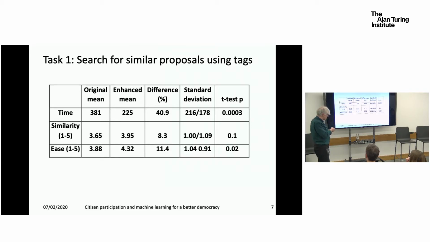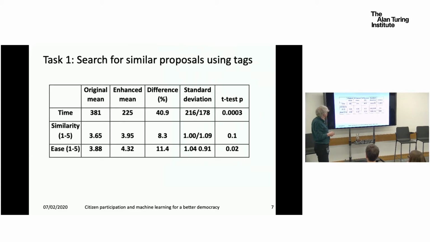But when we look at people's rating of the ease with which they found similar proposals, 3.88 mean in the original condition and 4.32 in the enhanced, a difference of 11.4%, similar standard deviations, we find a p-value of 0.02, which, being less than 0.05, we argue shows a significant difference statistically between the two conditions. Therefore, we conclude from this that the enhanced version makes it easier for people to find similar proposals.